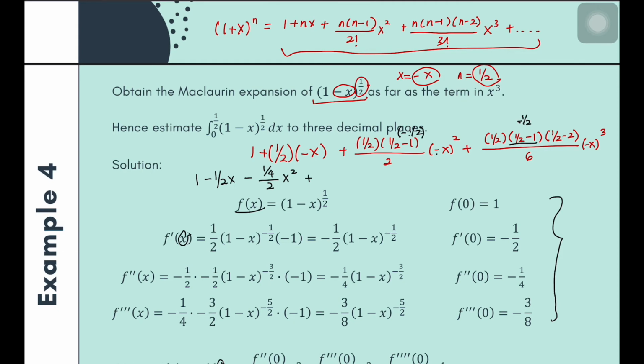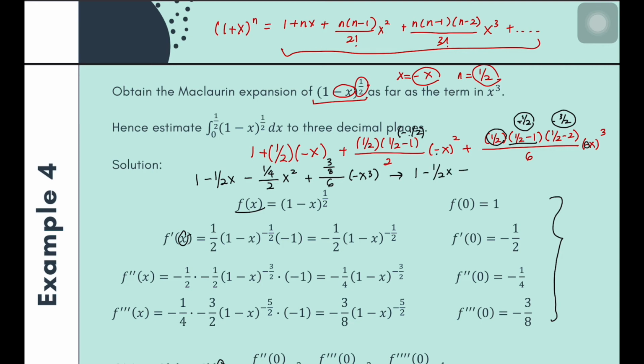Okay, setengah tolak 2 adalah negatif 3/2. So setengah darab negatif setengah, negatif 1/4. Negatif 1/4 darab negatif 3/2, awak akan dapat positif 3/8. So awak akan ada kat sini positif 3/8 bahagi dengan 6. So negatif kuasa 3, awak akan dapat negatif X kuasa 3, awak akan dapat X kuasa 3. Alright. So daripada sini kita akan ada 1 minus half X.